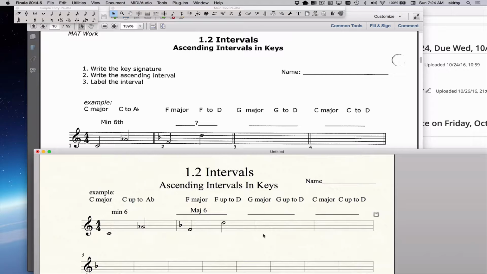Okay. Now it's time to do G major, and you can see the key signature is not there. So we have to remind ourselves, what is the key signature of G major? Think about it, and hopefully you will recall that the key signature is 1 sharp, F sharp.